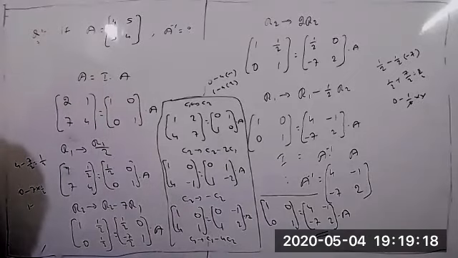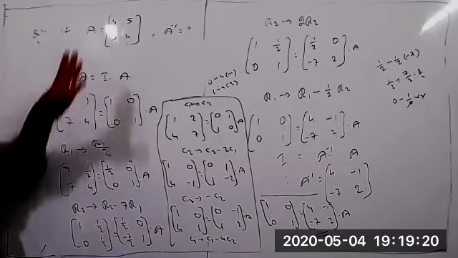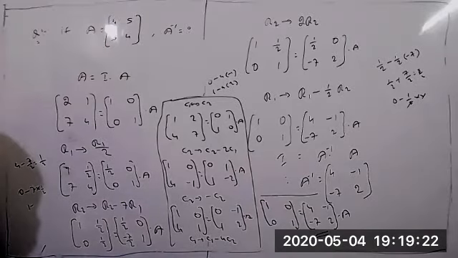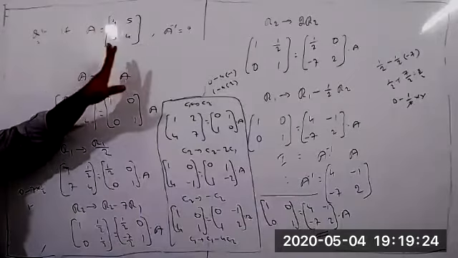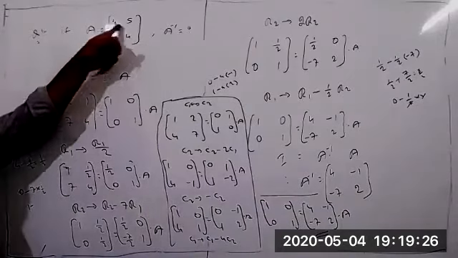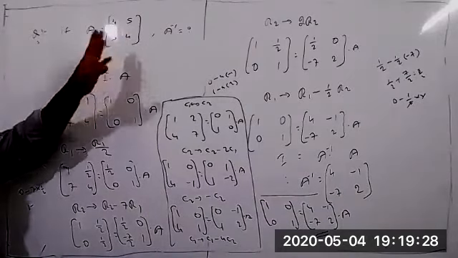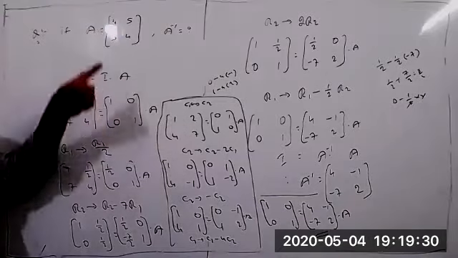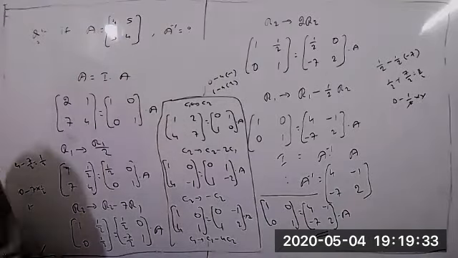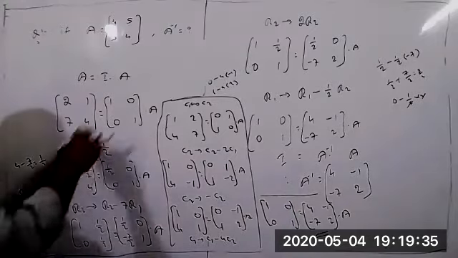Okay. Remember this condition. 4 times 4 is 16. Yes, it's possible, because 16 minus 15 equals 1, but it's not 0. Suppose AD minus BC equals 0, that means the inverse is not possible. But here for this matrix, the inverse is possible.